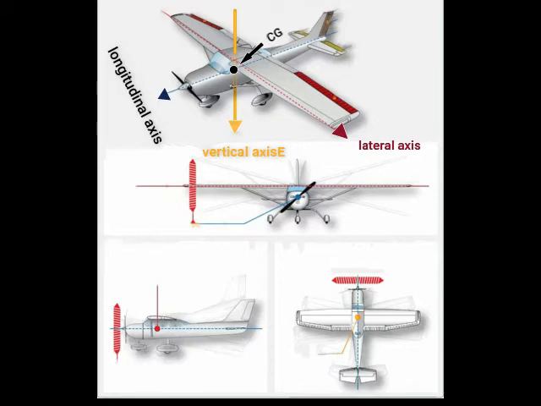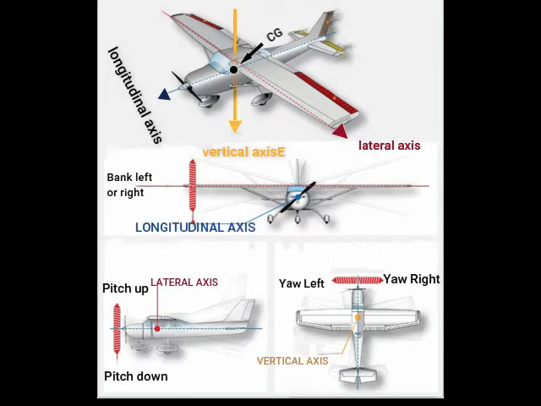So the longitudinal axis is an imaginary line that runs from the nose to the tail of an aircraft, and the rotation about that axis is called roll or bank. The lateral axis is an imaginary line that runs from wing tip to wing tip, and the rotation about this axis is called pitch. The vertical or normal axis is an axis which passes from the top of an aircraft to the bottom, and the rotation about this axis is called yaw.